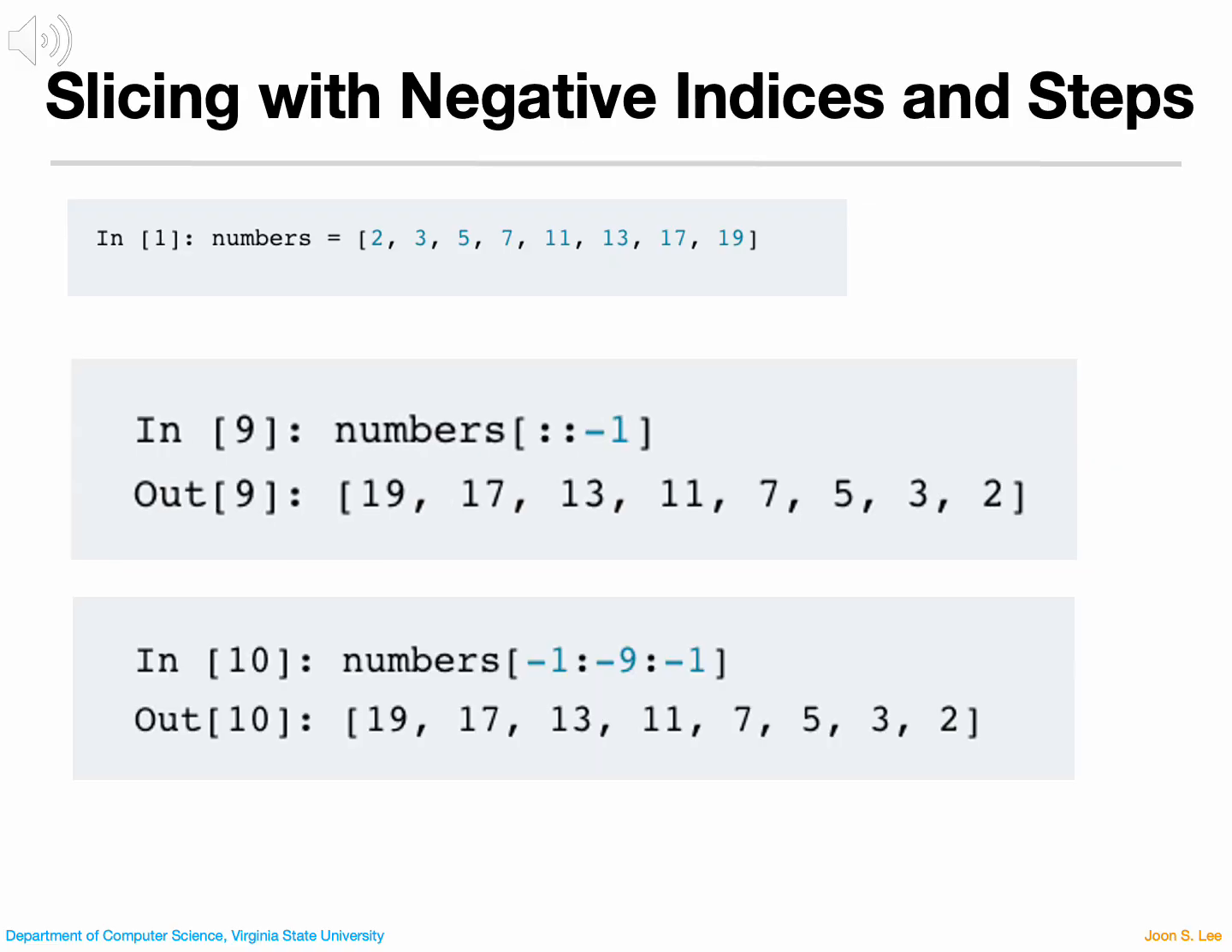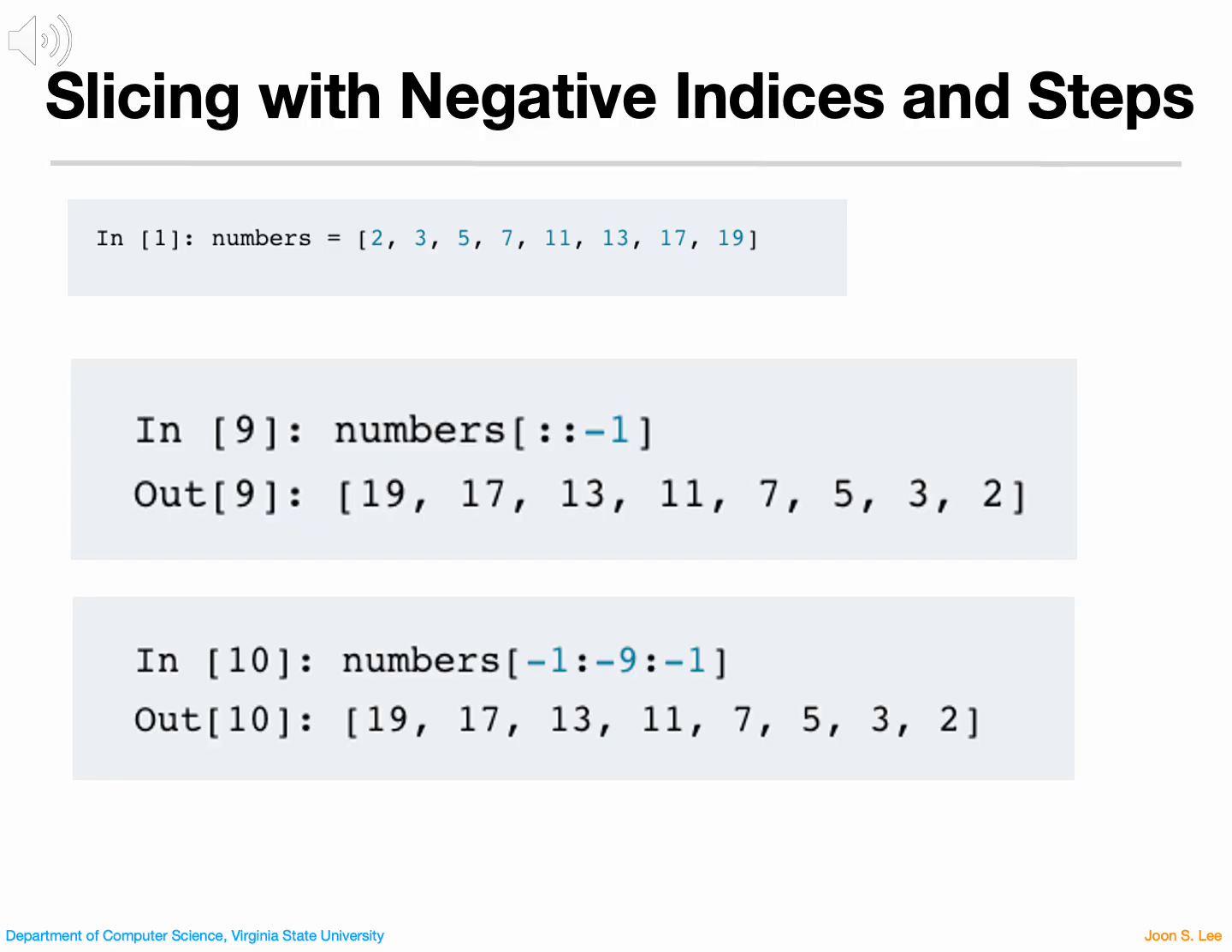When we use a negative step, Python moves through the sequence in reverse order. In the first example, numbers[::-1] means start from the end and move backward one step at a time. This reverses the entire list.